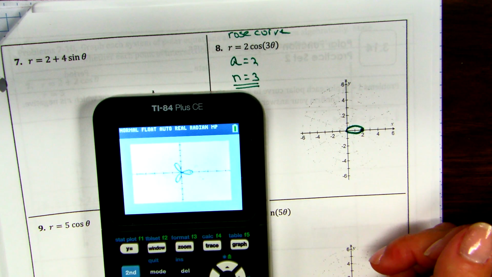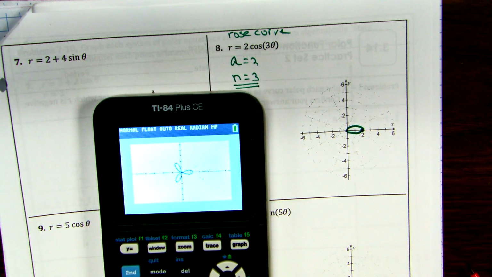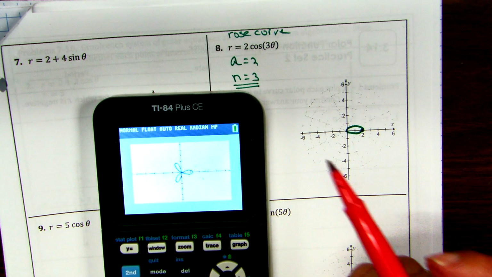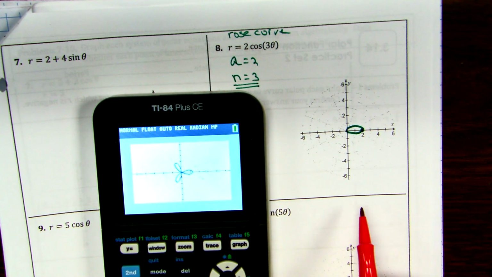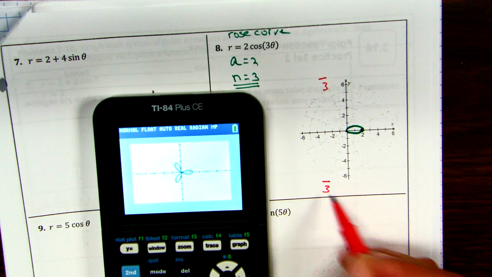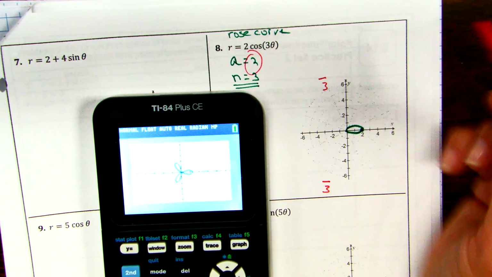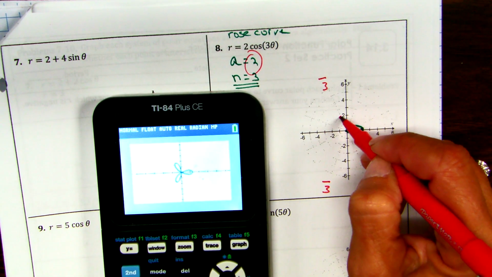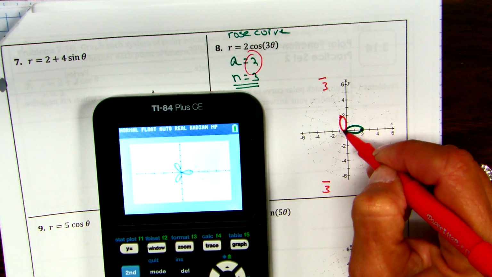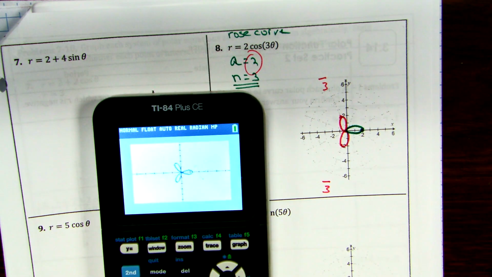Denominators of 3, 4, or 6, what do you say, guys? 3, 4, or 6? Which one? 3. Closest to the y-axis, both of them. So I'm at my denominator of 3 here, and a denominator of 3 here. Always going out a circles. And that's it.